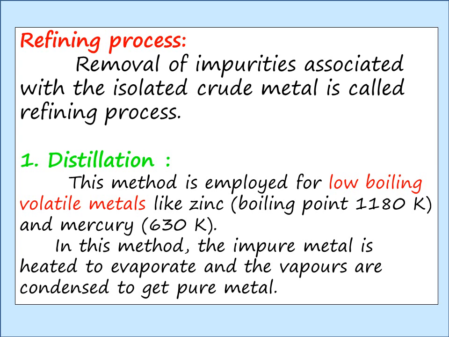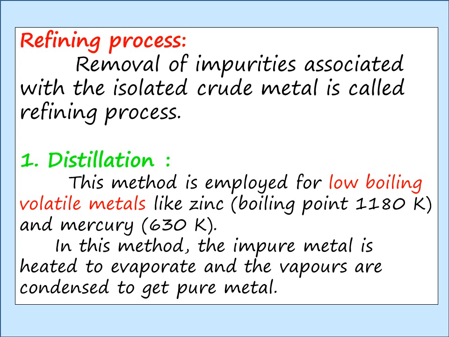In the beginning of the lesson, we studied that the metallurgical process involves concentration of the ore, then extraction of the crude metal, and the third step is the refining process. Now we are going to see the refining process. That is, crude metal has to become pure metal. So what is refining? Removal of impurities associated with the crude metal is called refining.